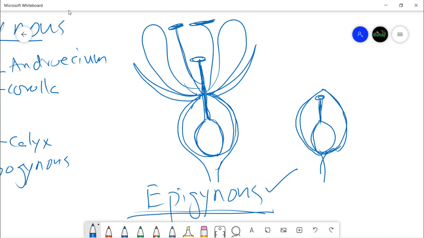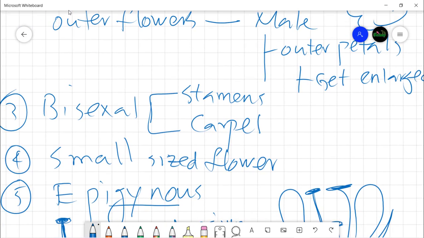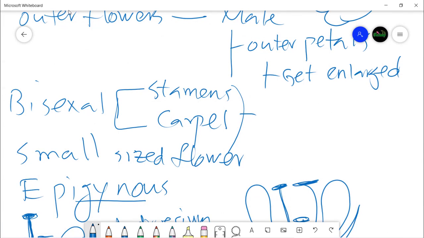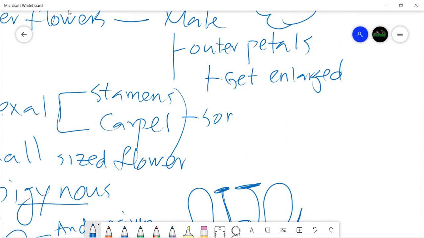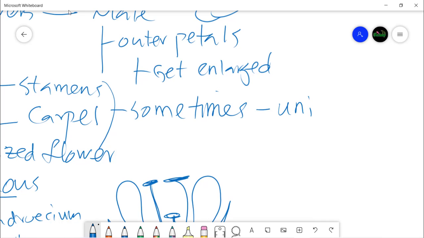So what we have seen today: actinomorphic flowers, the symmetry of the flower is radial. It can be cut into two equal halves from any plane. It is complete, carrying all the floral parts: sepals, petals, stamens, and carpels. It is bisexual. Both the sexes are present, carpels and stamens. However, one thing that we have skipped as far as this bisexual term is concerned: flowers are bisexual, but sometimes they may be unisexual. So when it is unisexual, either of the sexes will be present.